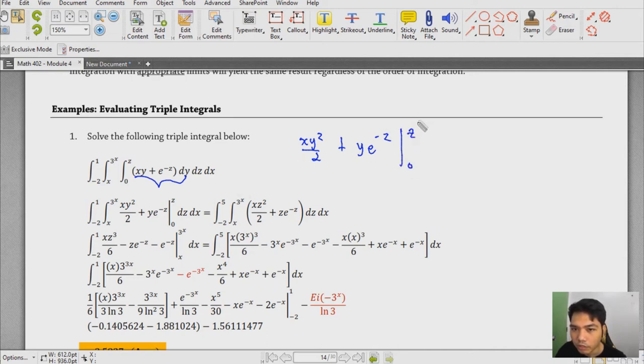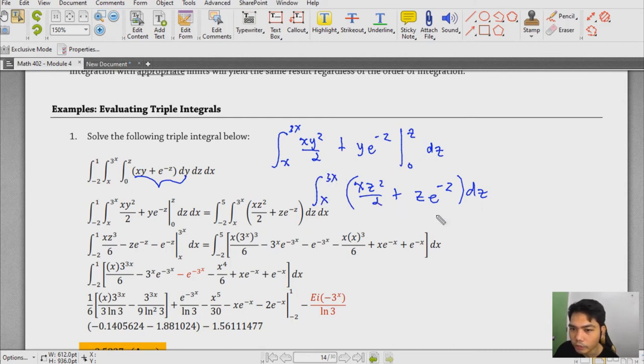Okay. And from this, we can now perform yung ating next process. So x to 3x and then dz. Okay, so from this, ano ba yung ating answer? So we can substitute yung ating mga values sa y with z. So xz squared over 2 plus z e raised to negative z. Okay, and then 0 na yun sa isa. And then we can perform the next operation here. So dz na tayo, evaluated from x to 3x.